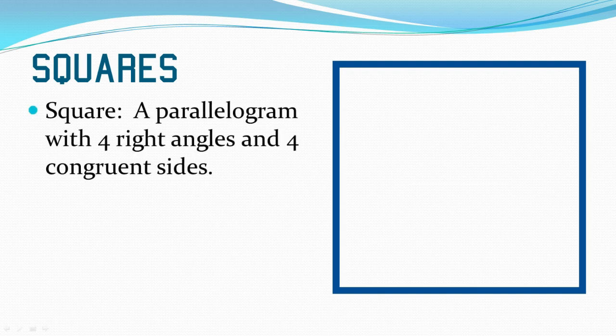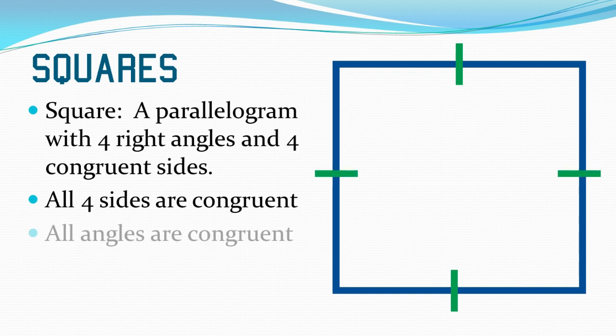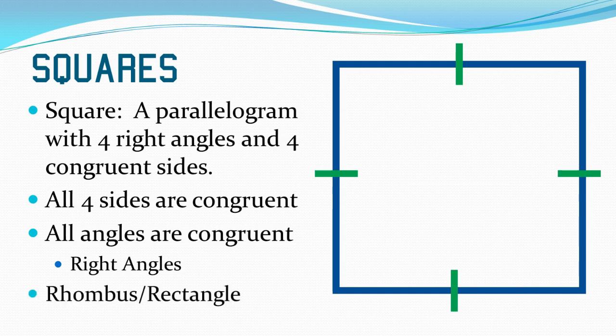Squares are a more specific version of a rectangle. By definition, a square is a parallelogram with four right angles and four congruent sides. So all four sides have the same measure. If I know this side, I know its opposite. In fact, with a square, if I know one of the sides, I know all four. All angles are congruent, which means all four angles are right angles.